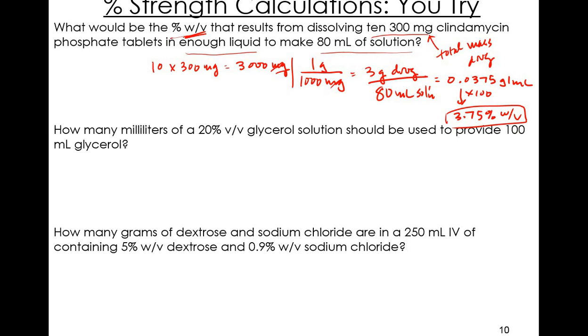For the next problem, we want to know how many milliliters of this solution should be used to provide 100 mils of glycerol. So here is our concentration as a fraction: 20 mils of glycerol over 100 mils of solution. When it's a volume like this, with mils on the top and mils on the bottom, it's good to label exactly what mils you're talking about so that you don't get those confused.